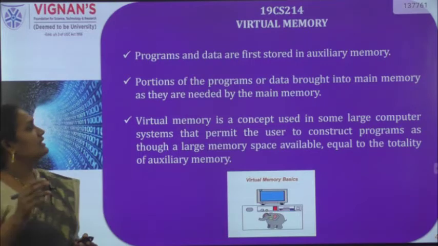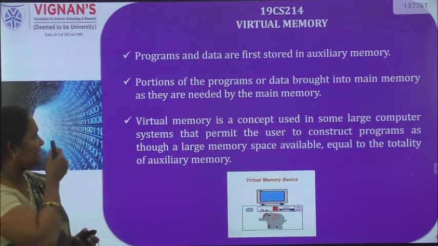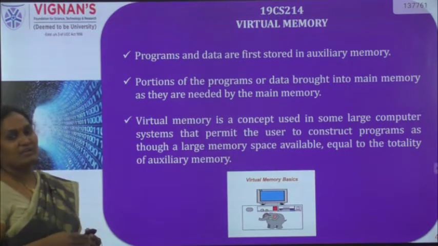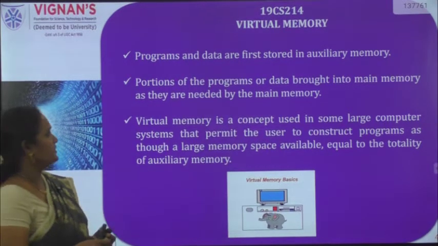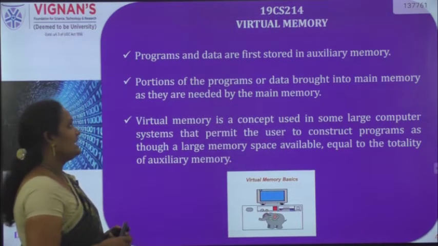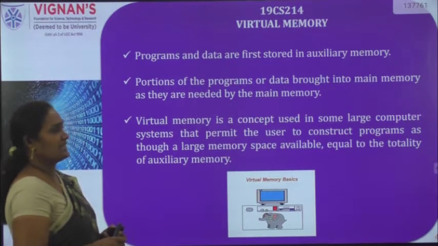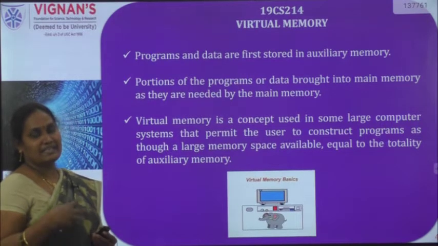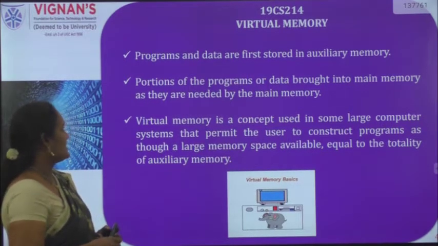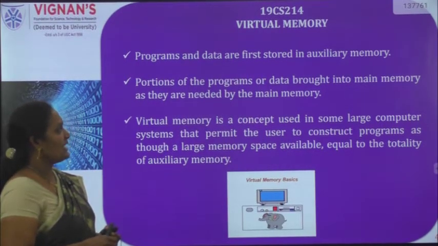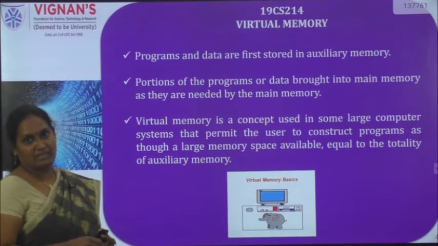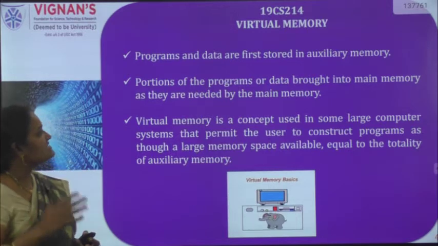Before going to the address mapping of virtual memory, first we need to know what virtual memory is and what its importance is. Programs and data are first stored in auxiliary memory. Whenever you write a program or enter any data, it is stored in auxiliary memory. Portions of the programs or data are brought into main memory as they are needed by the CPU.